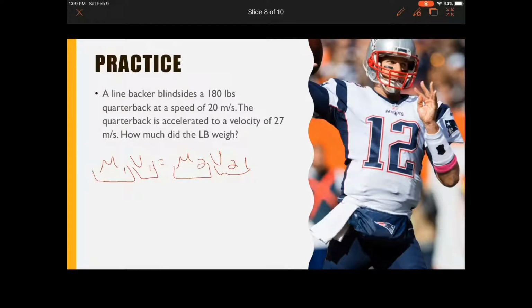So our m1v1 is going to be the mass and the velocity of the quarterback in this case. So we know our mass of the quarterback is 180 pounds. So we're going to write that. And then our velocity of the quarterback is 27 meters per second. So that's going to be on the left side of the equation. And then we know our velocity of our linebacker is 20 meters per second. And we're looking for his mass.